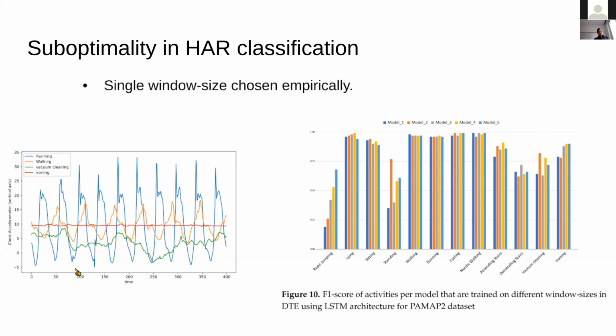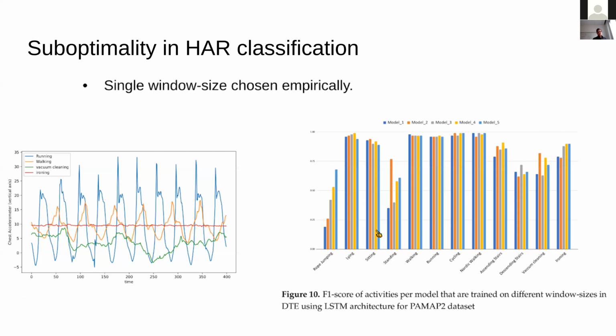Now the suboptimality lies in the fact that, for all the activities which have very different temporal patterns, a standard human activity recognition model is presented with a single time window. And this is where we have a problem, because it is very evident that one size fits all doesn't work for all the different classes of activities that can be there in a data set. This is also empirically evident from an experiment that we did.